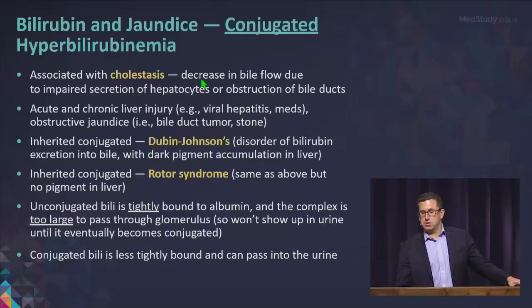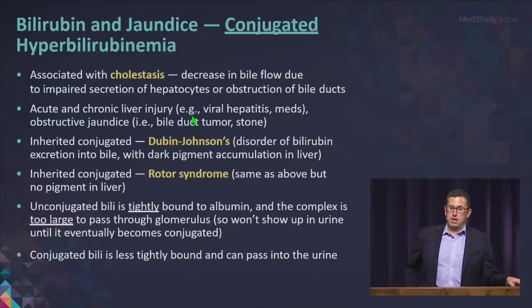And cholestasis is a decrease in bile flow due to impaired secretion of hepatocytes or obstruction of bile ducts, for example, from a CBD stone or cholangiocarcinoma. You could also have acute and chronic liver injury, such as viral hepatitis or obstructive jaundice. I just mentioned that before. That could cause conjugated hyperbilirubinemia.